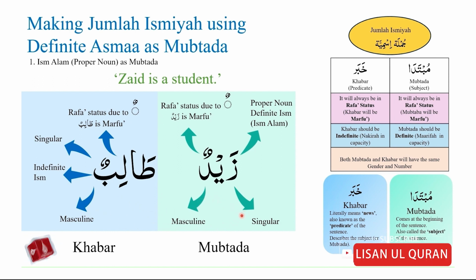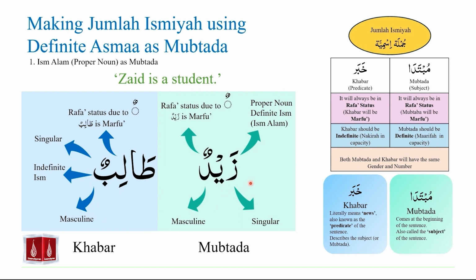Zaidun is singular and masculine. Talibun is singular and masculine. So Zaidun meets all the criteria for it to be mubtada. Talibun meets all the criteria for it to be khabar. And the combination of Zaidun, Talibun equals Zaid is a student. So our first jumla ismia is Zaidun Talibun, which means Zaid is a student.